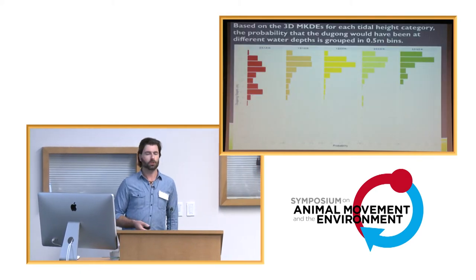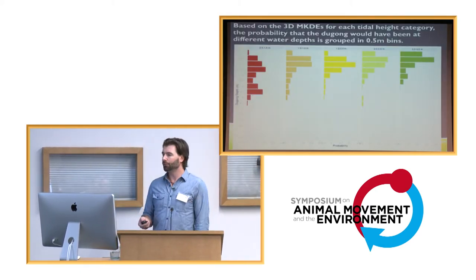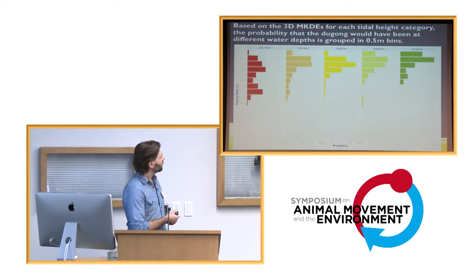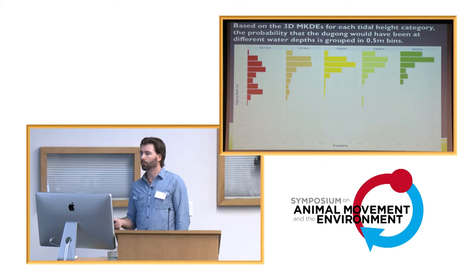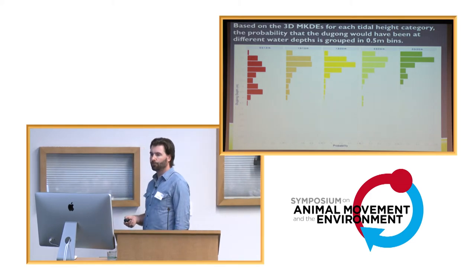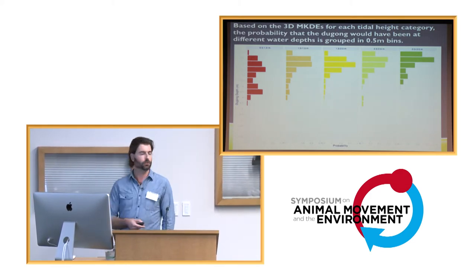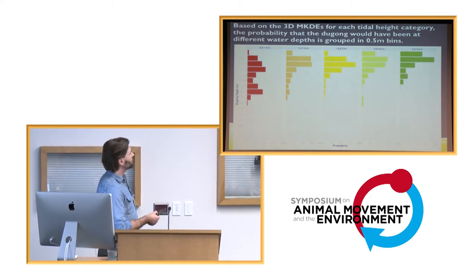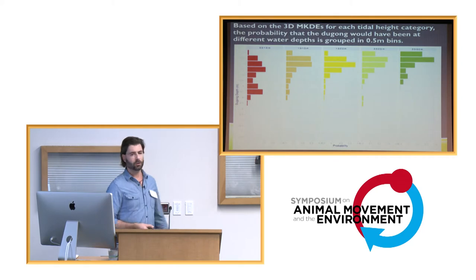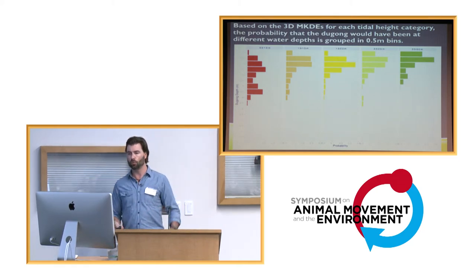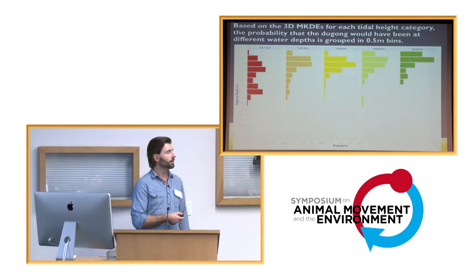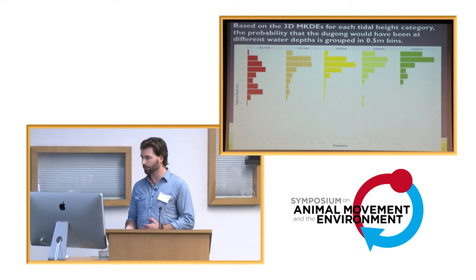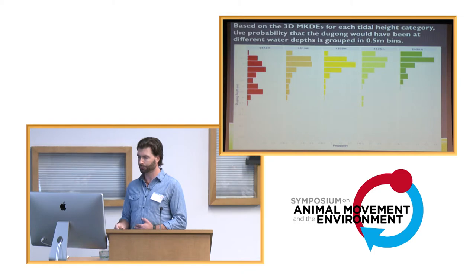And so what this enabled us to do was that based on these 3D MKDEs for each tidal height category up here, we could determine the probability the dugong would have been at different water depths and group it into half meter bins. So here's the dugong depth and then the probability. And so essentially, when the tides were low, this guy was spending its time in a variety of different water depths. But when the tides came up high, it moved into shallower intertidal areas to feed on those kinds of seagrass beds up in the intertidal shallows.